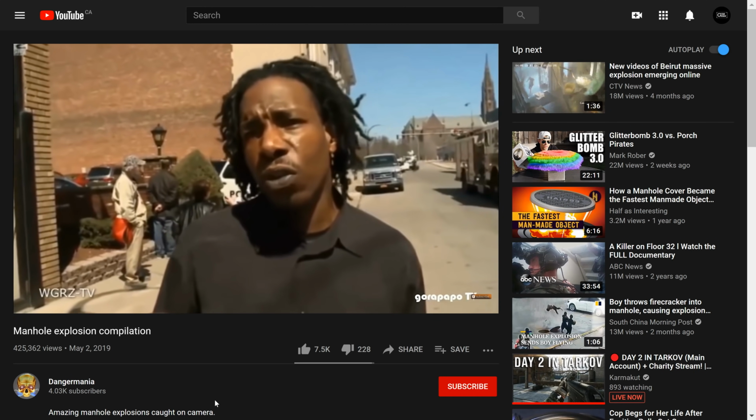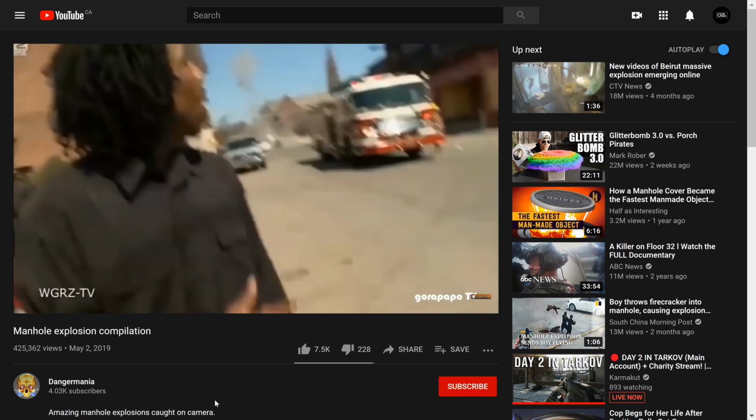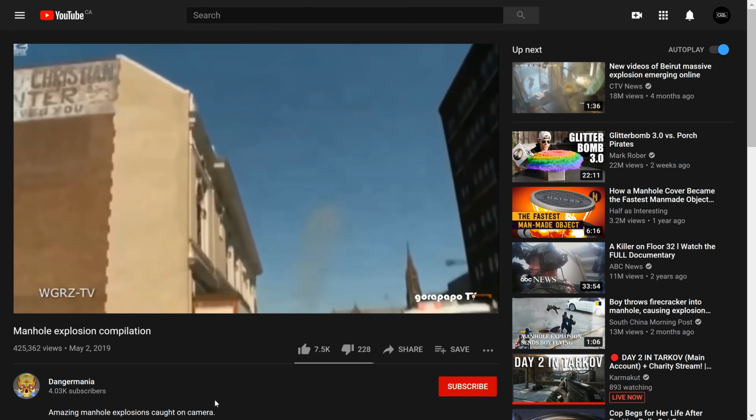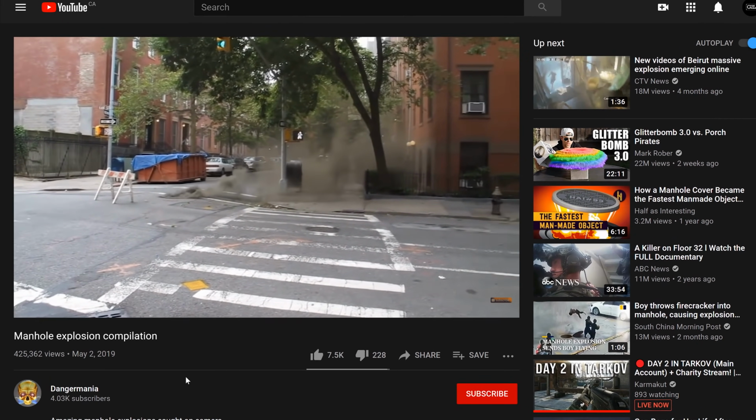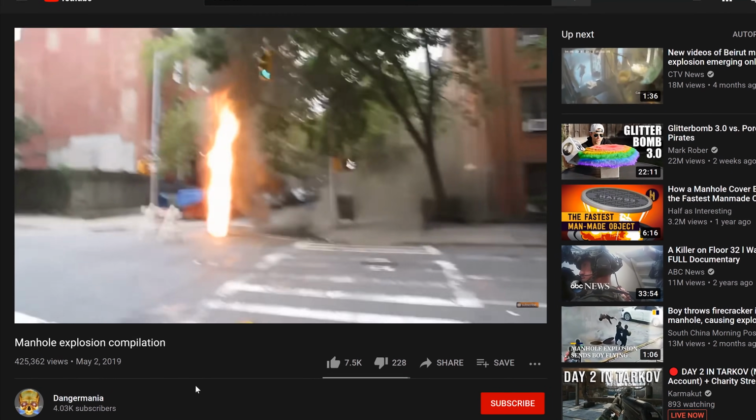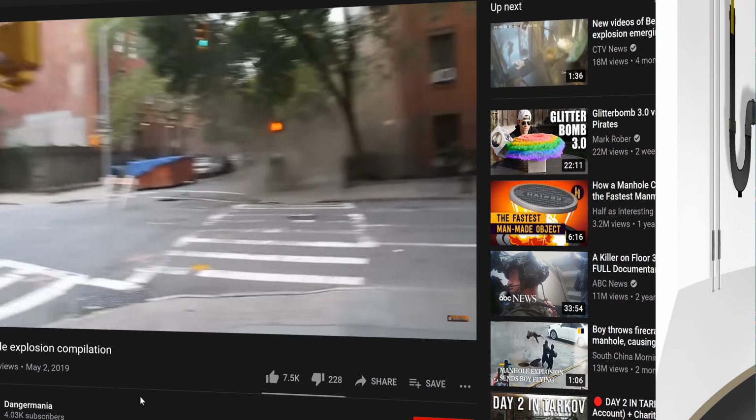Some cities had their sewer covers blown off hundreds of feet into the air, as rodents would chew on electrical wires and ignite these flammable gases. So just imagine what it could do in your home.